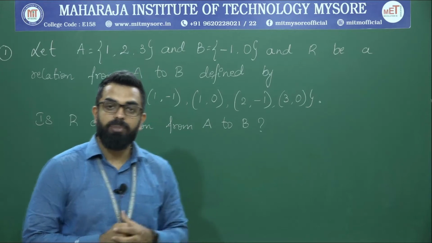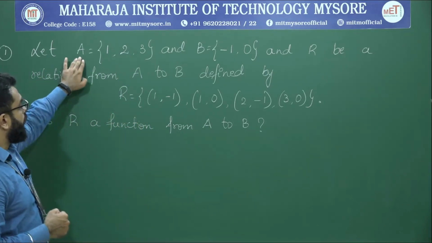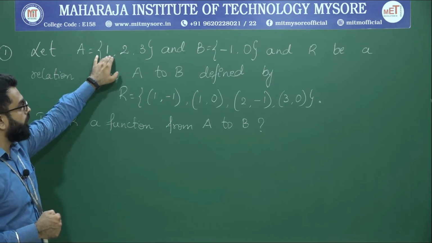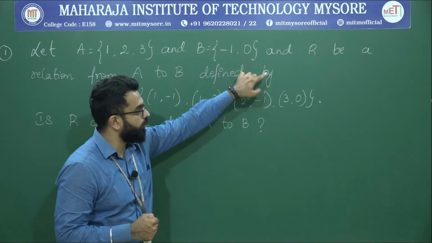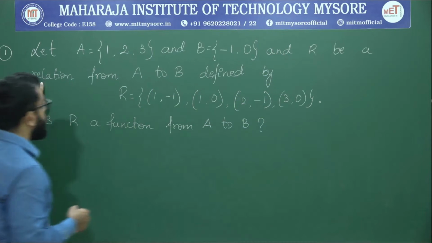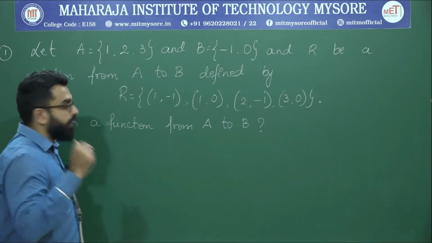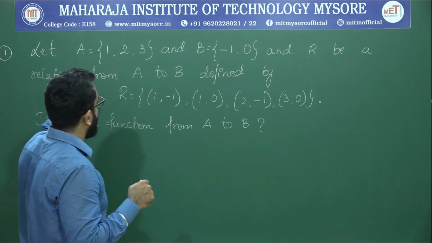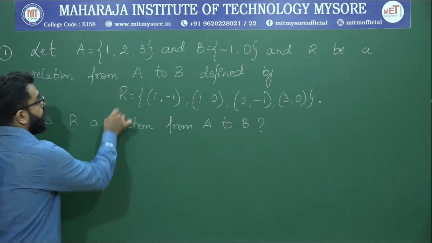Here we have a simple problem which states that let A be a set consisting of elements 1, 2 and 3, and B be the set which has -1 and 0, and R be a relation. What is a relation? A relation is nothing but a subset of the Cartesian product. So R is a relation from A to B, defined by the following.